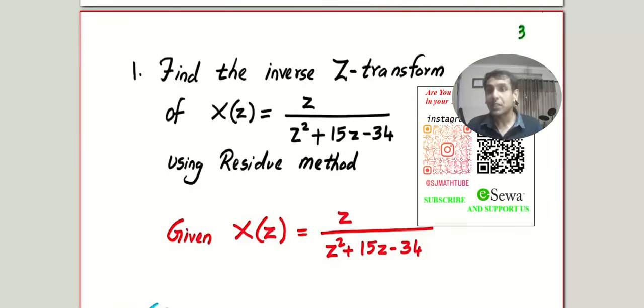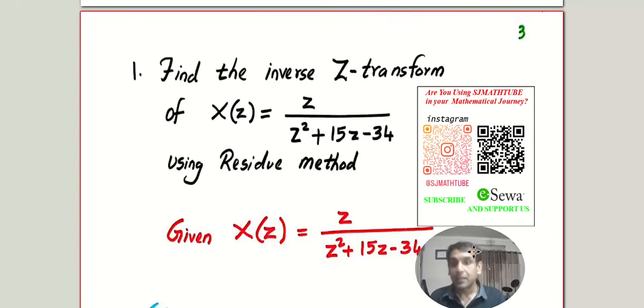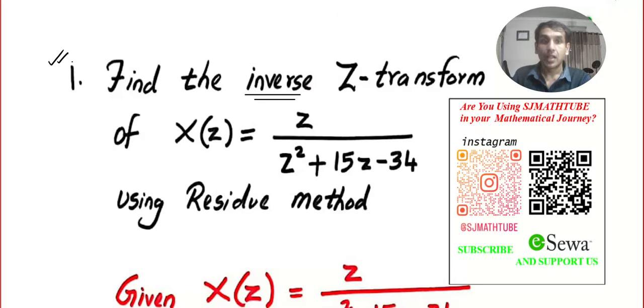Okay, let's start with the problem. Be ready with the pen and paper. Let's start. Okay, we have a question here. Find the inverse Z transform of X of z equal to z divided by z squared plus 15z minus 34.